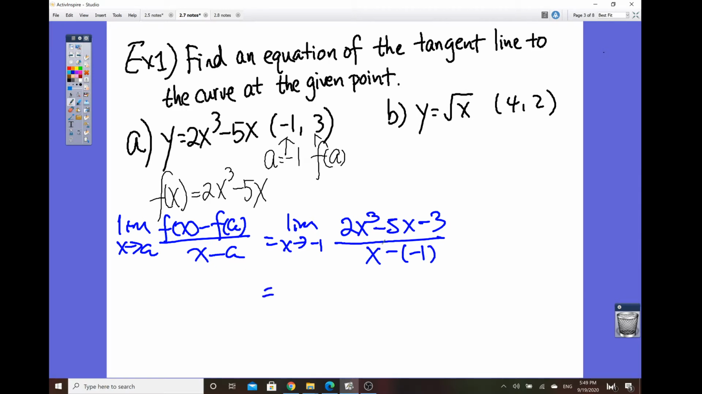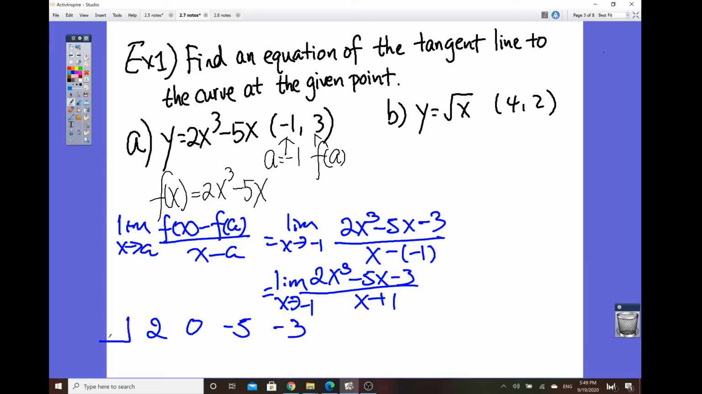Now from here, before we plug in the limit, you don't want to put in negative 1 because that will be undefined. So we can simplify it a little bit. 2x to the power of 3 minus 5x minus 3 is non-factorable. But if you remember back to Algebra 2, we can perform synthetic division. The numerator is always the dividend. So we have 2, x squared is missing so it's 0, minus 5, we take out those coefficients, and then negative 3. The divisor is the opposite of 1, so that'll be negative 1.